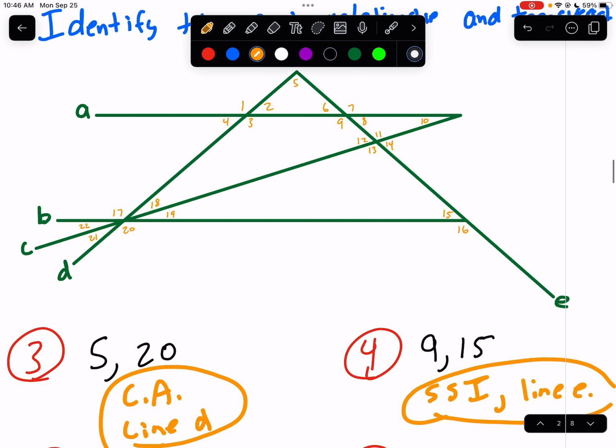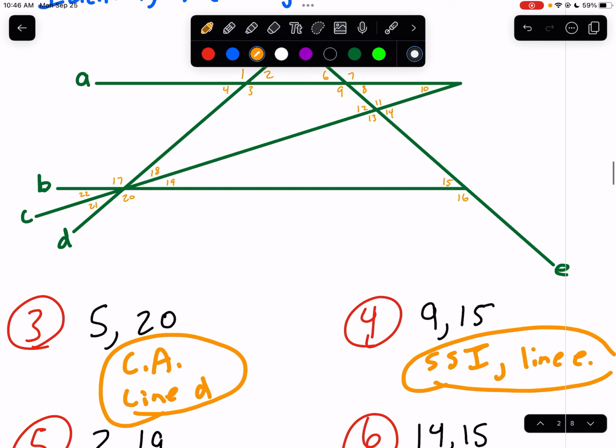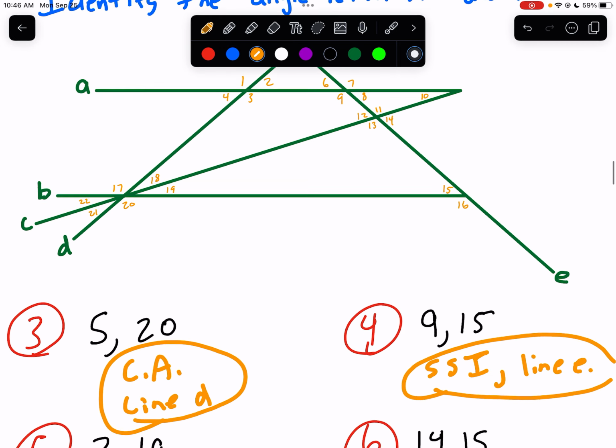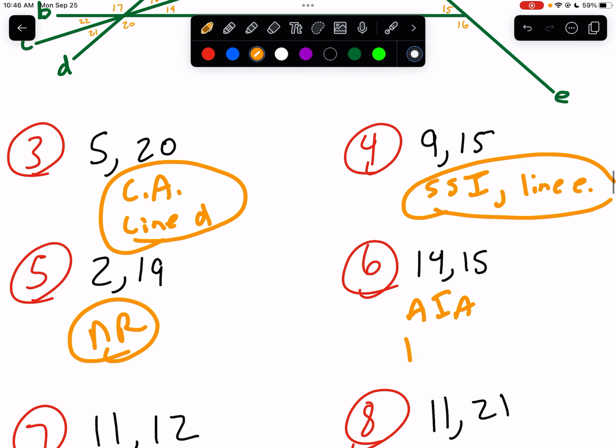All right, I'm going to go a little faster through the rest of them, but it's the same idea on all of them. Here we have 14 and 15. I can do like the letter Z. I know those are going to be alternate interior angles. And what line do they have in common? It was line E.